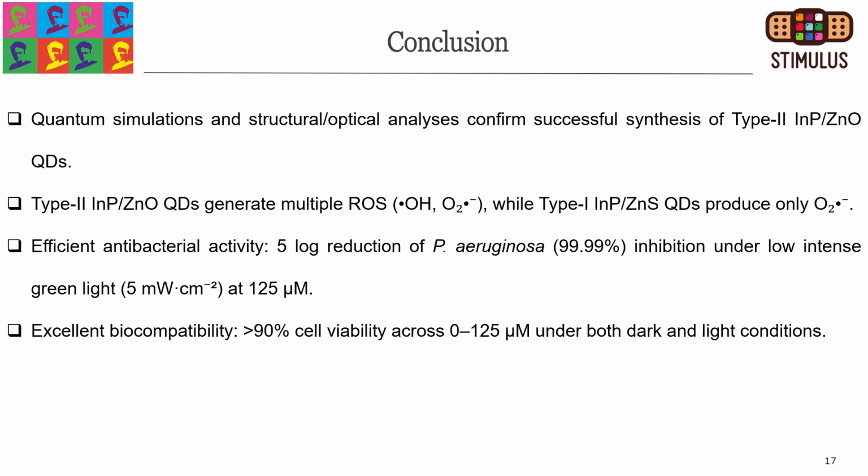So, as a conclusion, I will say that quantum simulation and structural and optical analysis confirm the successful synthesis of type 2 indium phosphide oxide quantum dot. And this type 2 indium phosphide quantum dot generates multiple ROS species, which are hydroxyl radical and superoxide radical. We also tested the type 1 quantum dots, which only produce superoxide radical, but I did not show those results on this slide in this presentation.